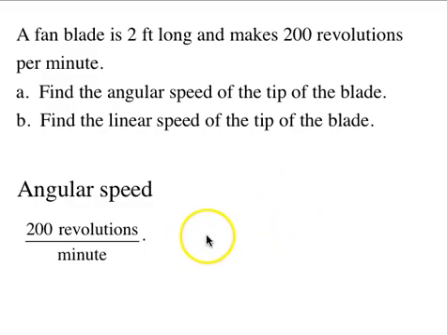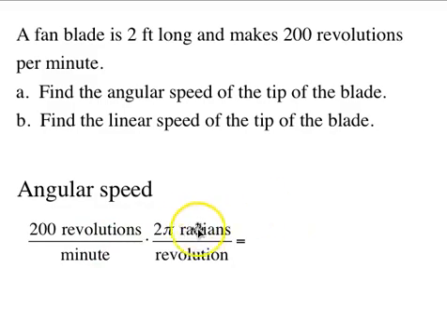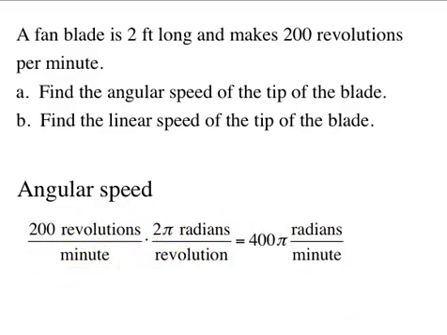So 1 revolution is how many radians? 1 revolution is 2 pi radians. We need revolutions to cancel, so revolutions on the bottom, radians on top. 2 pi radians is 1 revolution, so revolutions will cancel. We have radians per minute. 200 times 2 pi, 400 pi radians per minute. Linear speed is measured in inches, feet, miles per unit of time, in this case feet per minute.